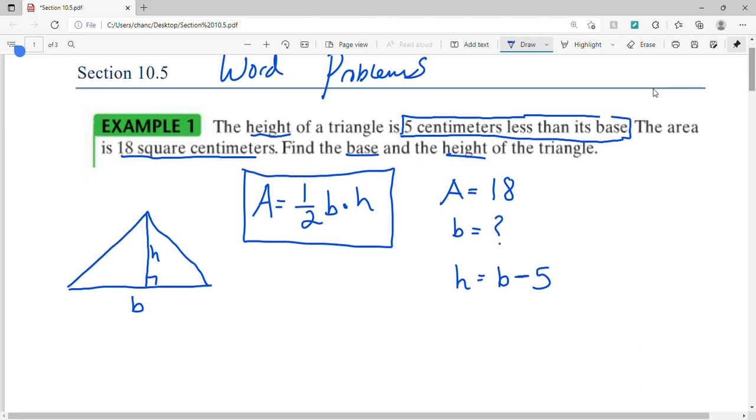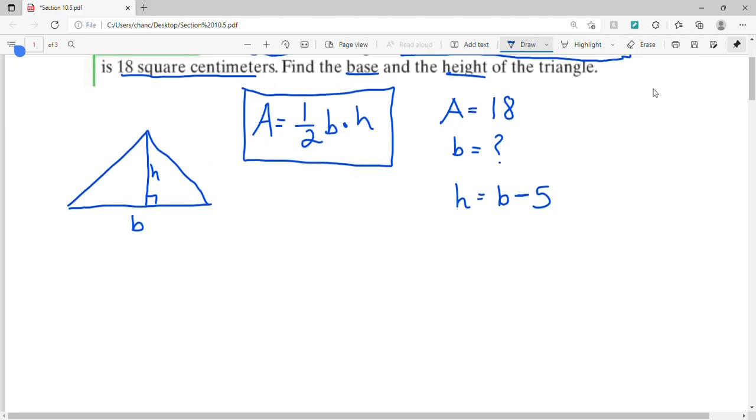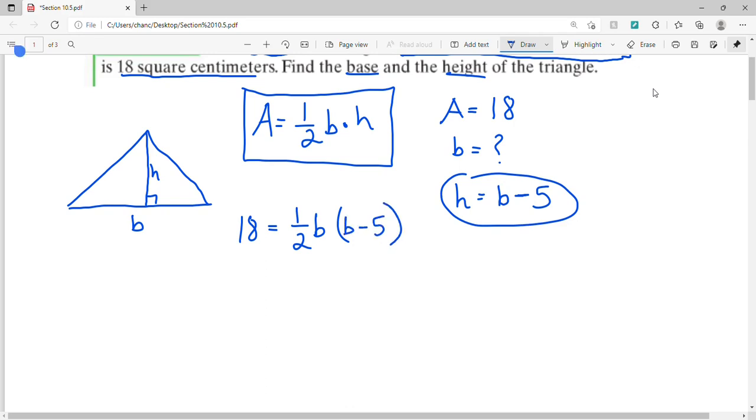We can substitute into the equation now. The area is 18. That's equal to 1/2. The base is unknown, so we'll leave it as B. But this H right here, we could replace that with the height, which is B minus 5, or the base minus 5 centimeters. So we'll substitute that into there.